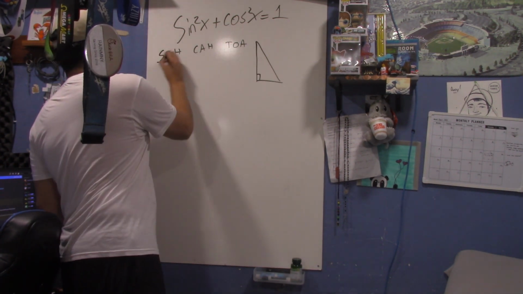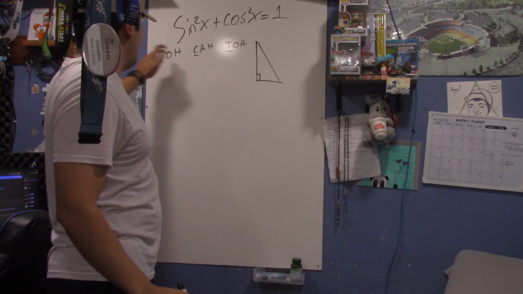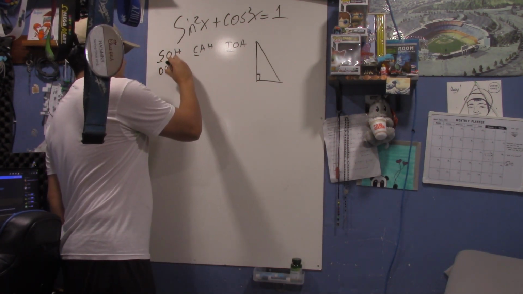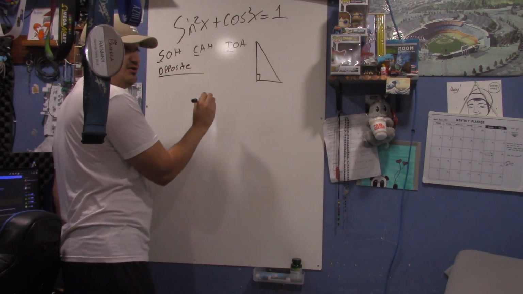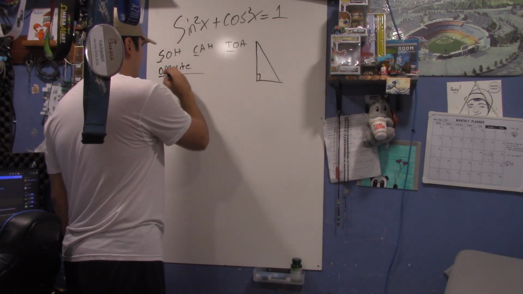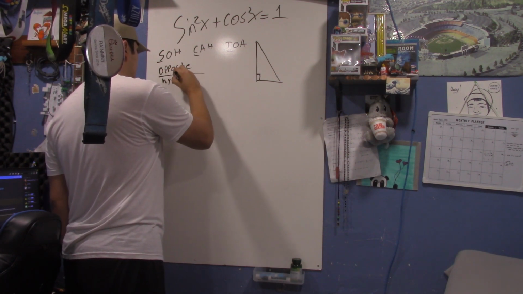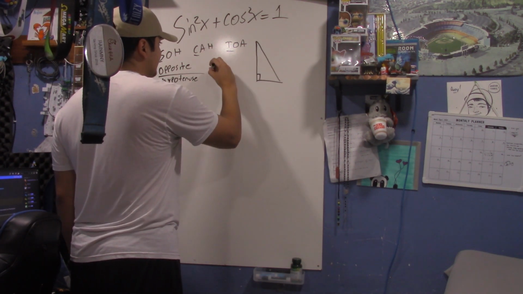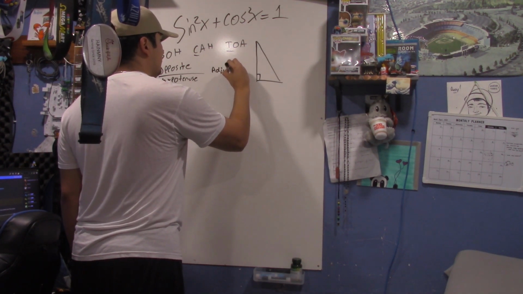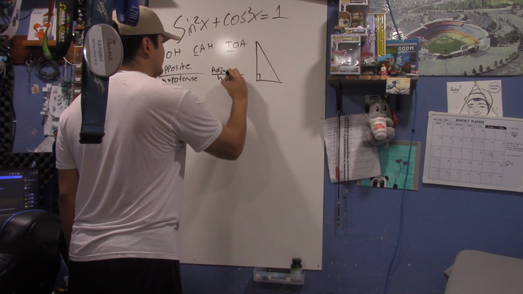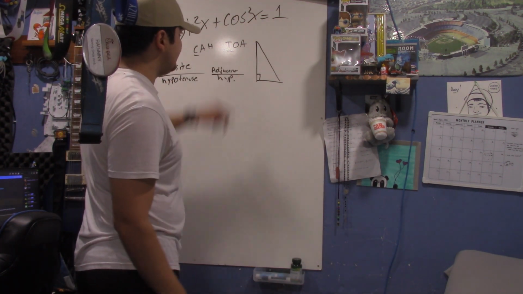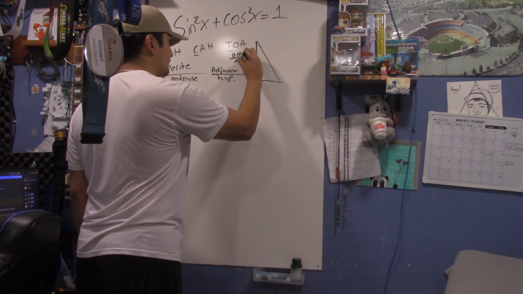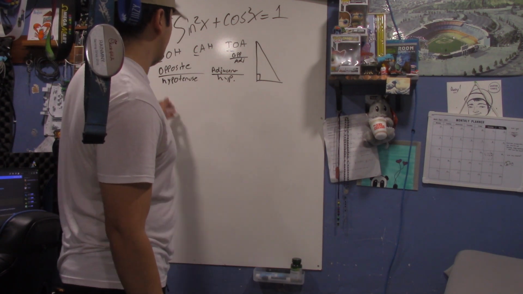SOHCAHTOA. The first letter tells us what function it is: sine, cosine, tangent. Now the O stands for opposite, because the ratios are being divided by each other. The next one is H for hypotenuse. C, cosine, and then the A stands for adjacent over hypotenuse. T stands for tangent, the O stands for opposite over adjacent. Okay, I shortened it up a little bit because I wrote it already right there.